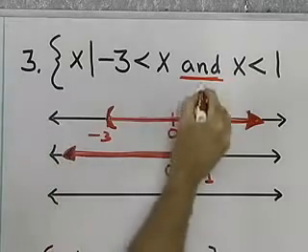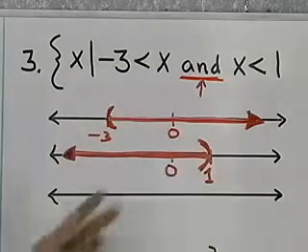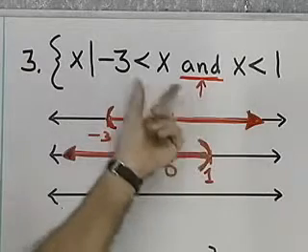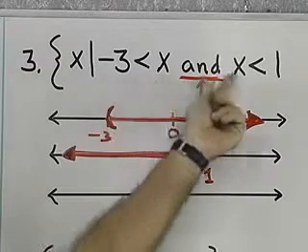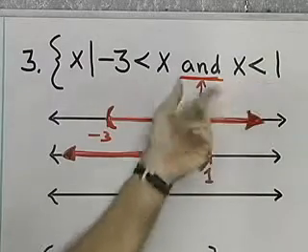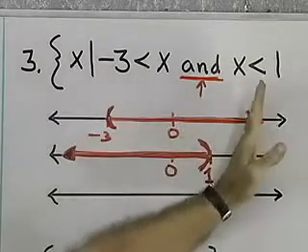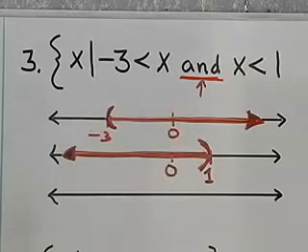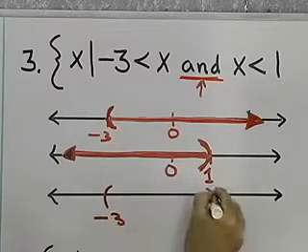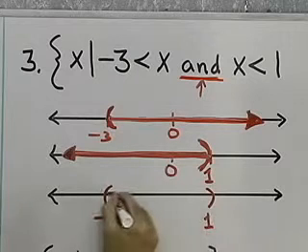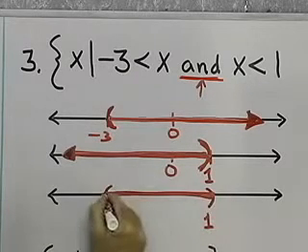Now I go back and check. These two inequalities are connected by the word and, which means that I want all the real numbers x that do this and also do this. So I want all the numbers that are both above -3 and at the same time less than 1. So that's going to be all the numbers from -3 up to 1, not including -3 and not including 1.